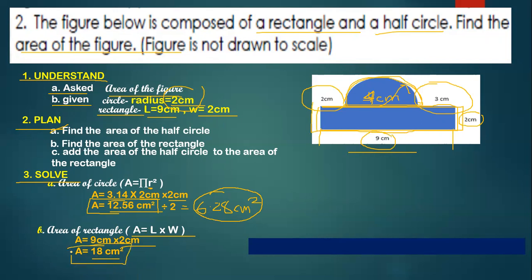Again, kapag area, lagi yung square unit. Okay, okay na yung letter B. Okay, letter C na lang tayo. Nakuha natin ang area ng kalahati ng circle, nakuha natin ang area ng rectangle, pagsasamahin na natin sa letter C.